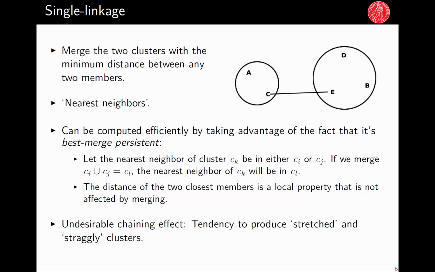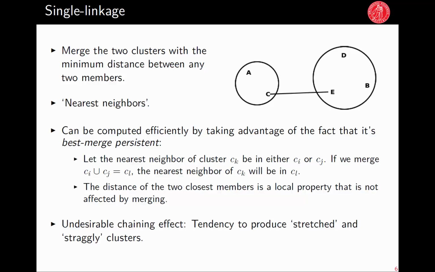But it also has some less desirable properties. It has this so-called chaining effect that has a tendency for the clusters that it produces or discovers, however you want to call it, to be a bit straggly or stretched out. So it will typically find more elongated clusters.